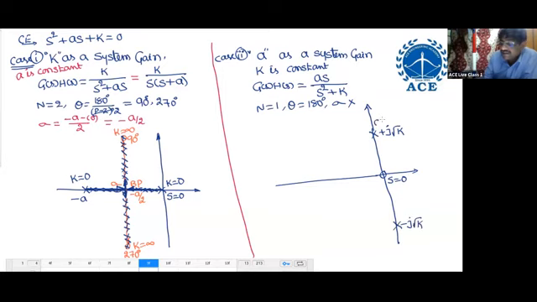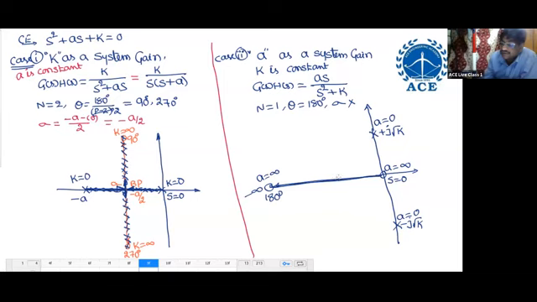What is A at the poles? 0. What is A at the zero? Infinity. Here K is not the system gain, A is the system gain. So you have to consider A at poles is 0, and A at the zero is infinity. Here there exists a root locus branch. Number of asymptotes is 1, angle of asymptote is 180, A equal to infinity at minus infinity.